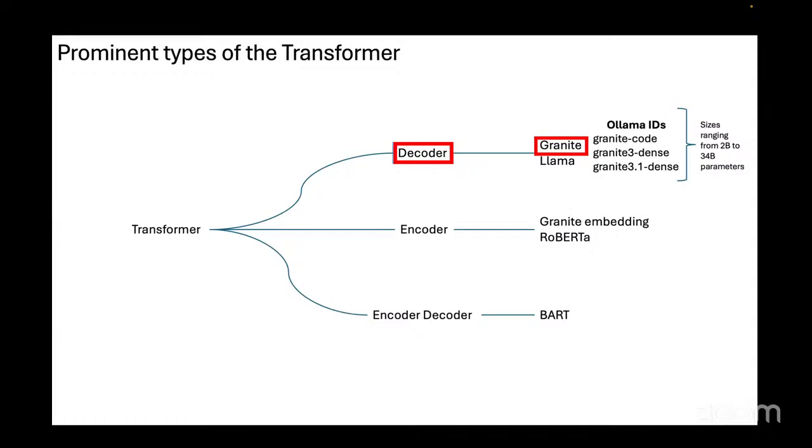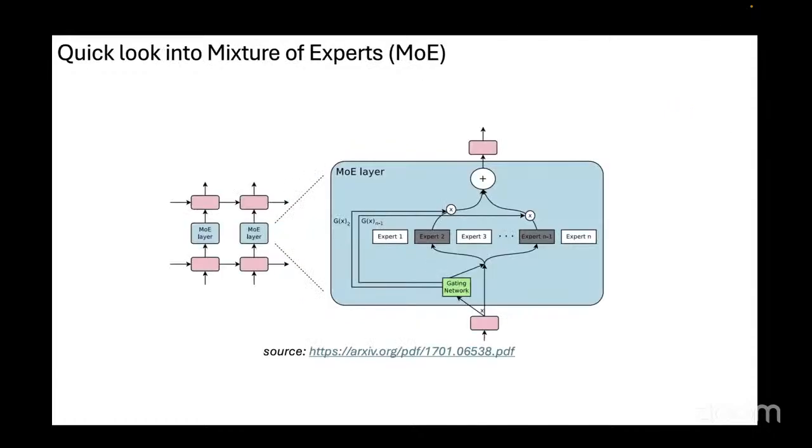So Granite, as I said, is provided in different sizes. We have the smallest starting from 2 billion, and you can find that particular size on Ollama as well, up to the 34 billion parameter model, which is also available on Ollama. So, like I said before, we have Granite MOE models. MOE is essentially a specific architecture which goes on top of your decoder architecture, and I'll be giving very brief information about the MOE layer here.